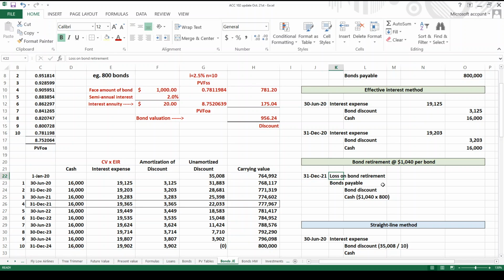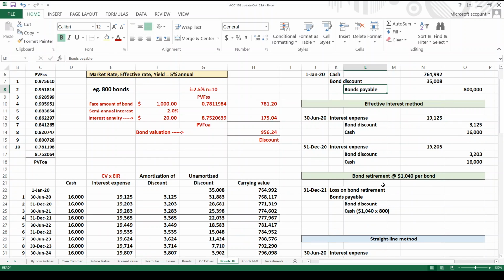So one thing for sure, if you look at our original entry, we've got to credit the bonds payable for 800. There's going to be a debit to bonds payable for 800,000. That's got to go. What's the cash going to be? Well, the cash is going to be whatever the facts are, and that's 800 times 1040 per bond. That's got to be a given, that 1040. All right, now what is the bond discount? Well, if the bonds are going away, then the related discount also has to go away, just like property, plant, and equipment with accumulated depreciation. But anyway, here we go. 22,033 is the amount of the unamortized discount, yeah?